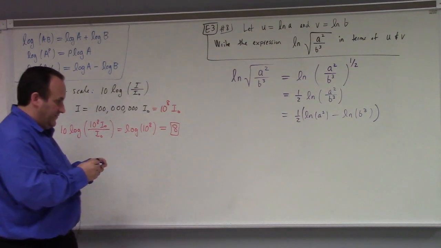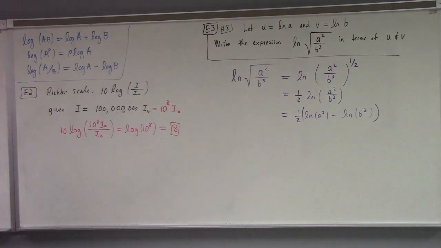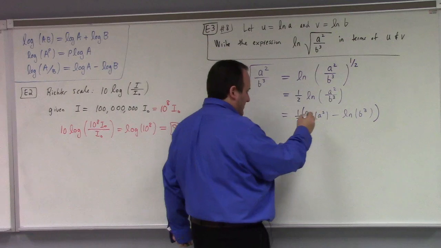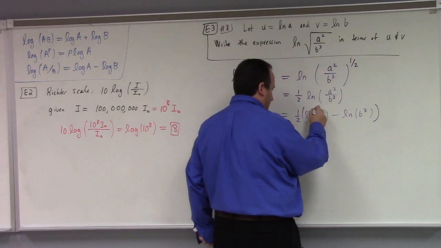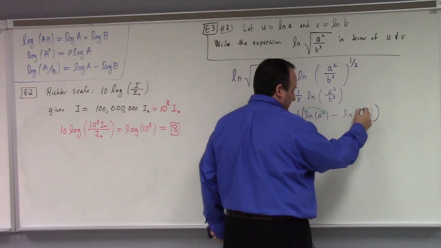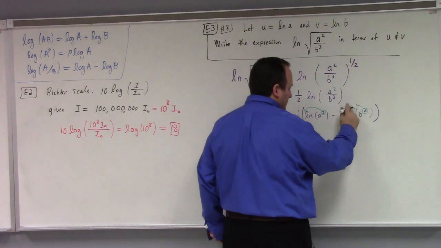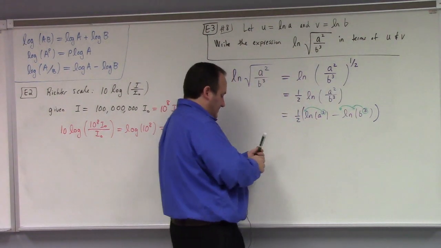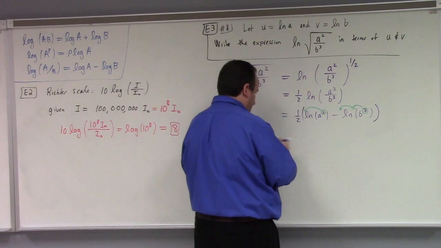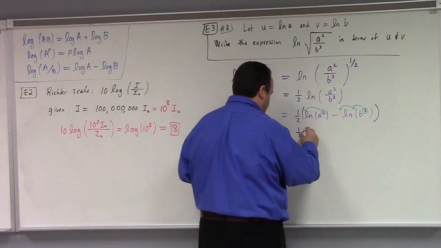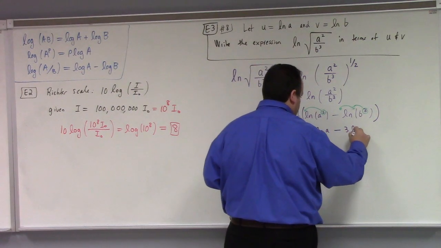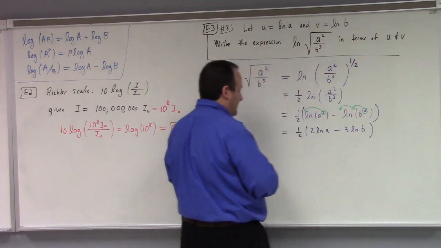Then I can pull the powers down. I think I'm getting eraser dust in my eye. Itchy. So this we can pull out to here, and that we can pull out to there. And so what do we get? We get 1/2 times 2 log a minus 3 log b, close parentheses.